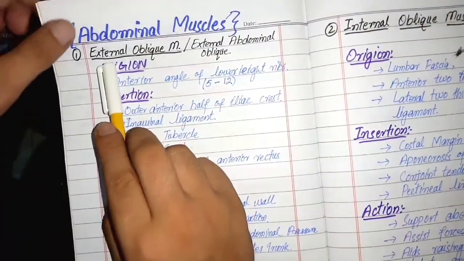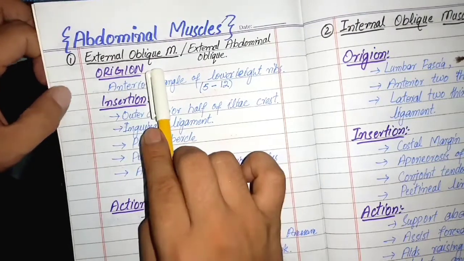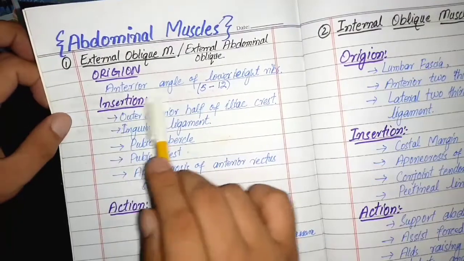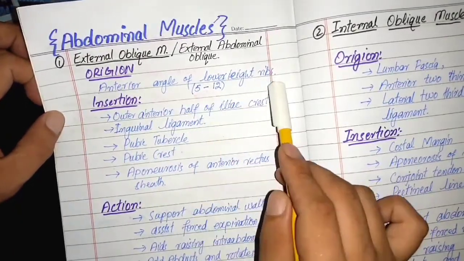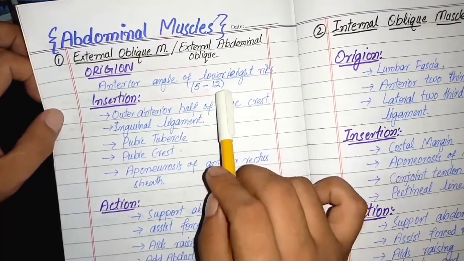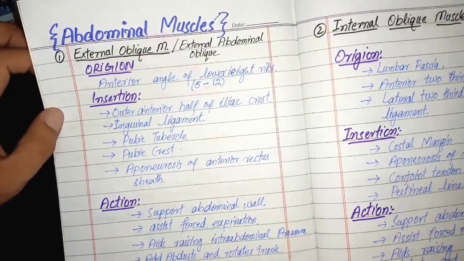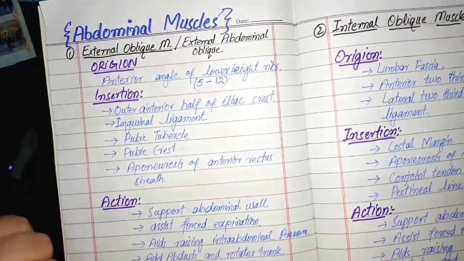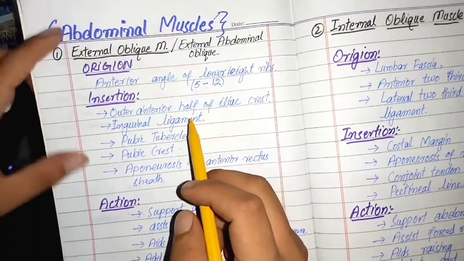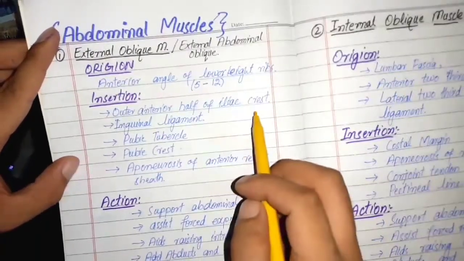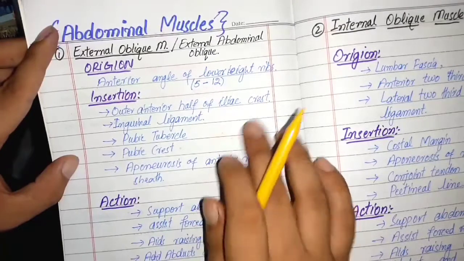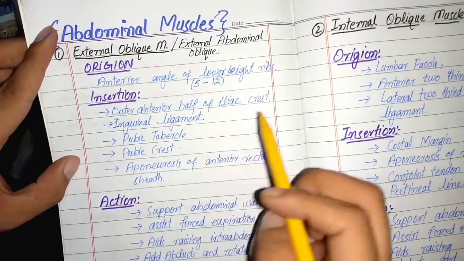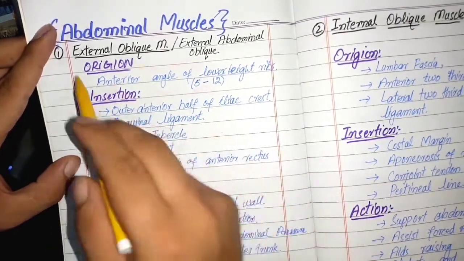So the first muscle we have is the external oblique muscle, also called the external abdominal oblique. Its origin is the anterior angle of the lower 8 ribs, meaning from the 5th rib to the 12th rib, and these muscles originate from their angles on the anterior side. Its insertion is the outer anterior half of the iliac crest. There are two crests in the hip region, the iliac crest and the pubic crest. So the outer anterior half of the iliac crest is the insertion point of the external oblique muscle.